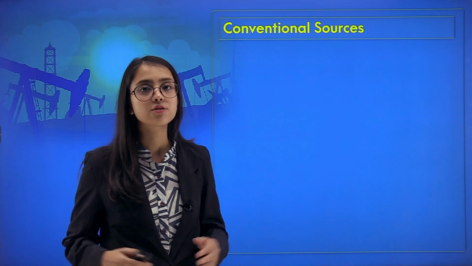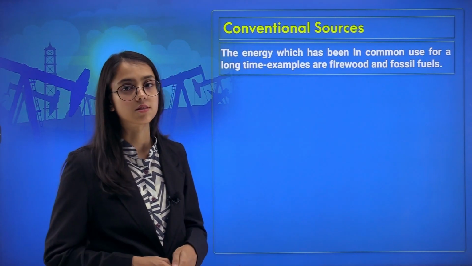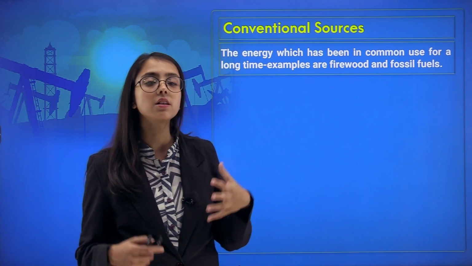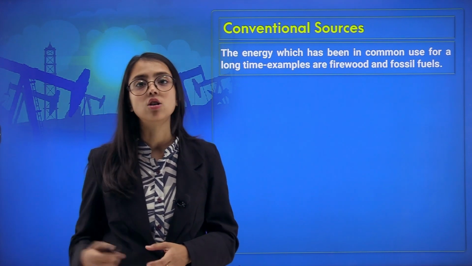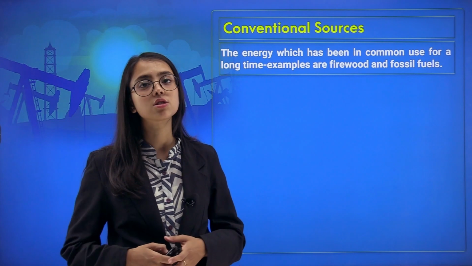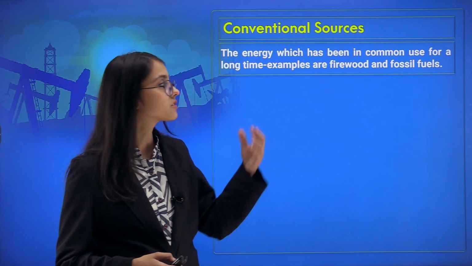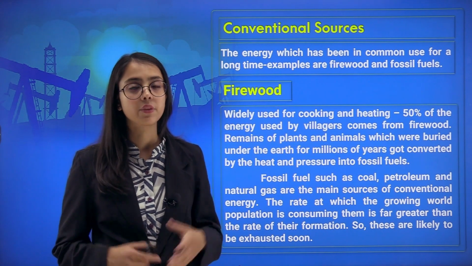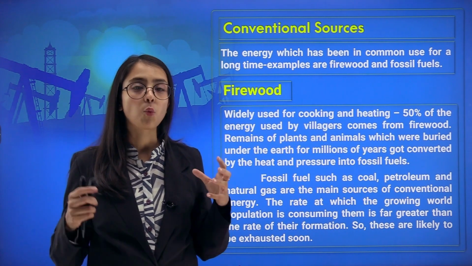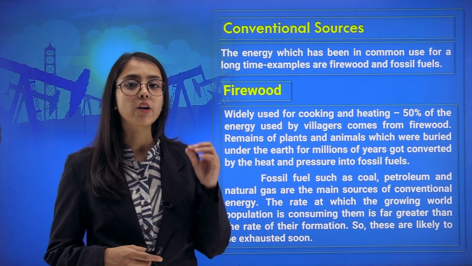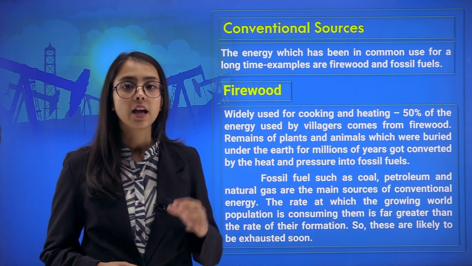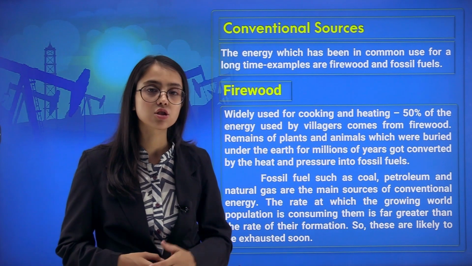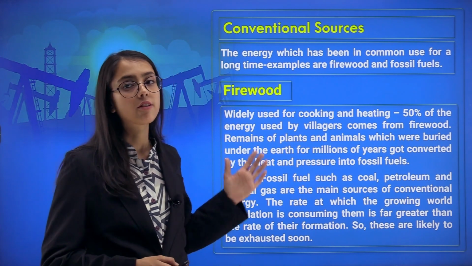Now, let's first talk about conventional sources. These refer to the resources that we have been using since a very long time. The use of these resources is very common, such as fossil fuel, firewood, etc. Firewood, the wood that we use, is widely used for cooking and heating, and 50% of the energy or power which is generated in villages and rural areas comes from firewood.